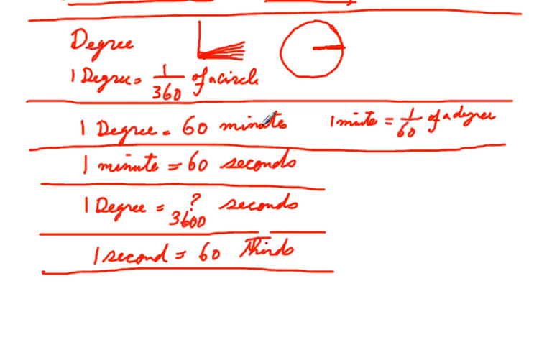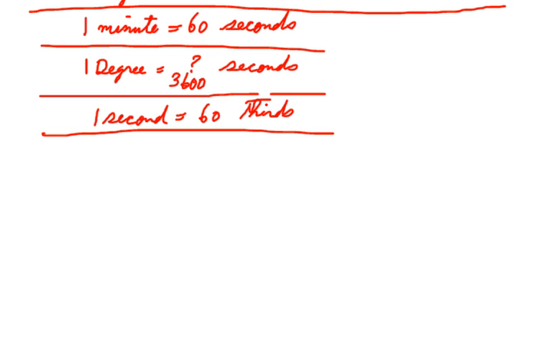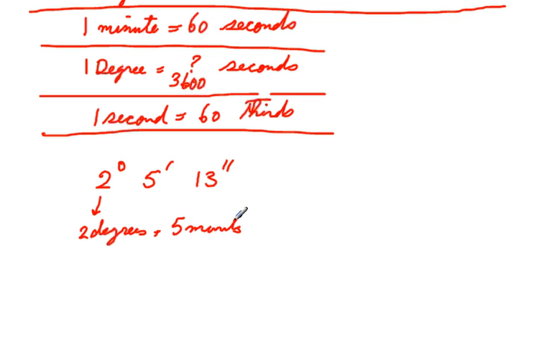Okay, what about the notation? We're running out of time here. So what does this mean? Yes, this means 2 degrees plus 5 minutes plus 13 seconds. Suppose I want to convert this thing and see it totally in terms of degrees. So we are going to talk about conversion issue. All those conversion things that you have done in high school, it's very similar to that.